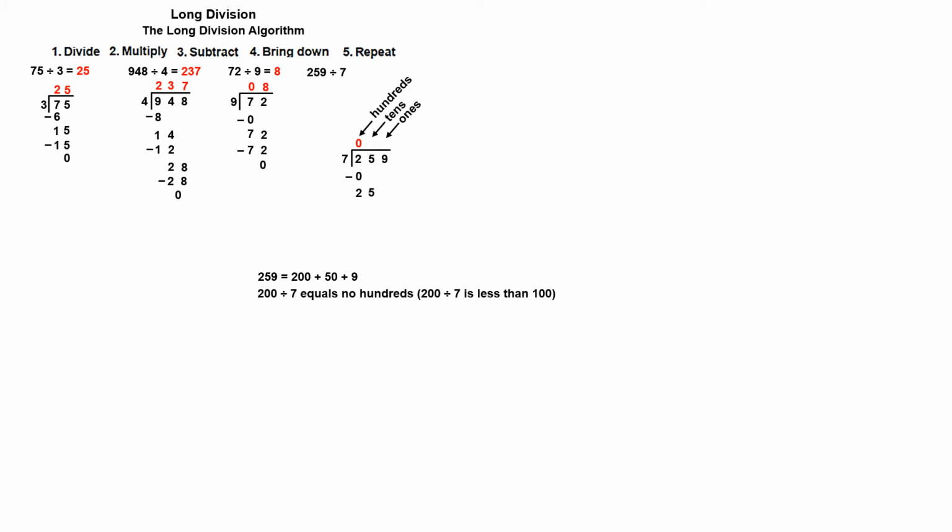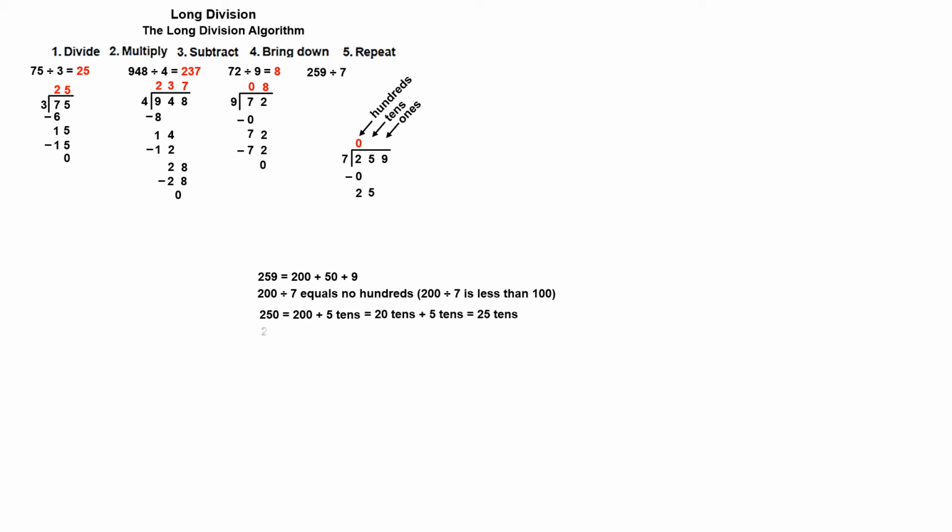We repeat the division process over using the 25 as the dividend. We start again at step 1. 250 is the same as 200s plus 5 tens, and 200s plus 5 tens is the same as 20 tens plus 5 tens, and 20 tens plus 5 tens equals 25 tens.